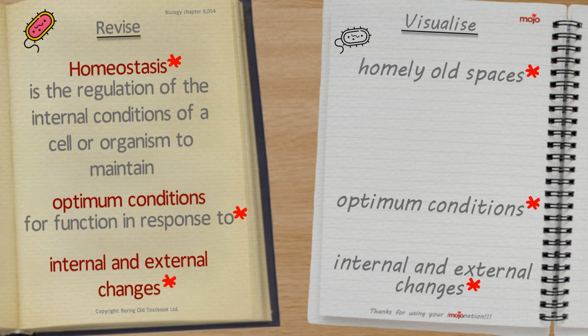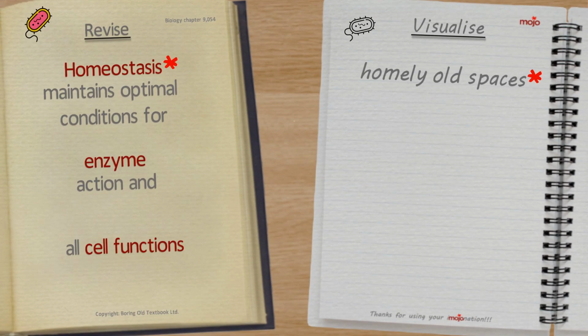So to stick this in your long-term visual memory, you need to picture yourself asking an estate agent for a homely old space where you have exactly the conditions you want, no matter what happens in or around your flat. Homeostasis maintains optimal conditions for enzyme action and all cell functions.